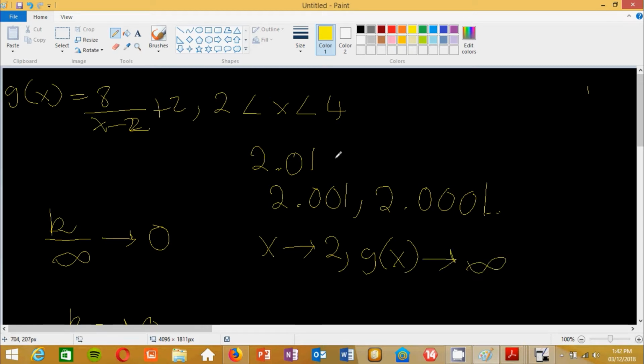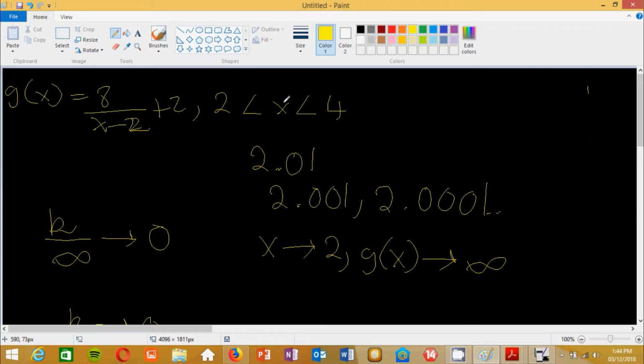Okay, so as we get super close to 2, the 2.01s, the 2.001s, the 2.0001s, we're going to approach a very big number. We're going to approach infinity. And you can plug it into your calculator. Start from 2.01, okay, then plug in 2.001, then plug in 2.0001. As you get close to 2, g of x is actually going to approach infinity. So when you get super close to 2, your g of x is going to approach a very, very, very big number.